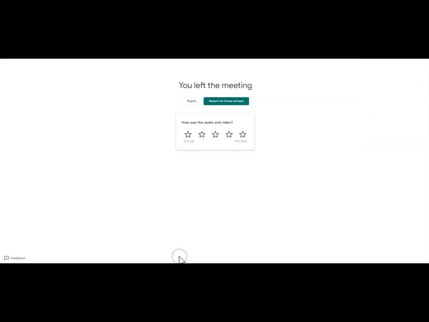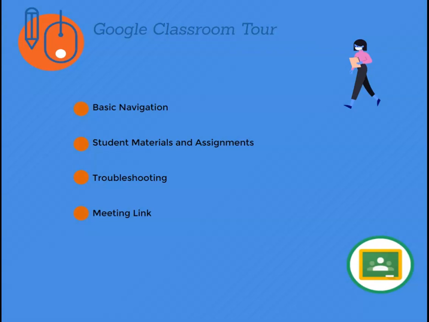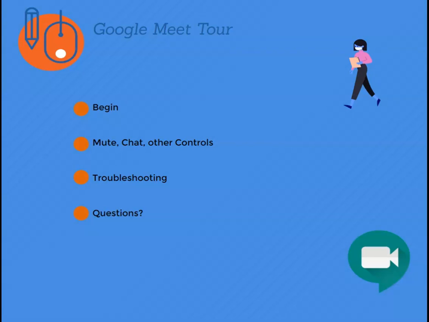Okay, just a quick reminder, we took a Google Classroom tour. We learned about basic navigation and pages. We learned where to find student materials and assignments. We learned a little bit about troubleshooting and helping students find things or read things. And we learned where you should be able to find the Meet link in a couple different locations. We also learned how to begin a Google Meet, how to control the chat and the presenting and the promise of updates that are coming, having to do with mute and other controls, how to troubleshoot a couple of things, how to present, and if you have questions, right now is a great time to make sure you've written those down before we go into our next topic.